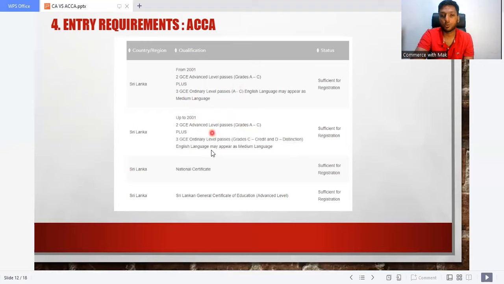It was up to 2001. Then the national certificates, certain firms like AAT, CMA, whatever certificates are given by UGC, are of a very good standard of qualification. So this we should check by typing the qualification on their site.